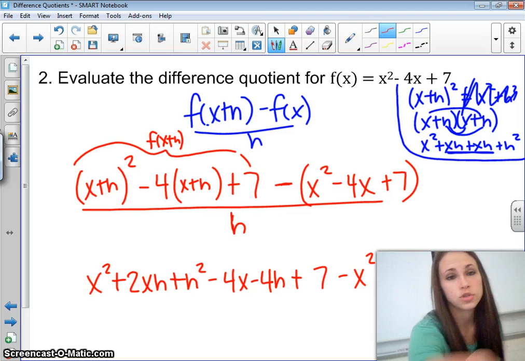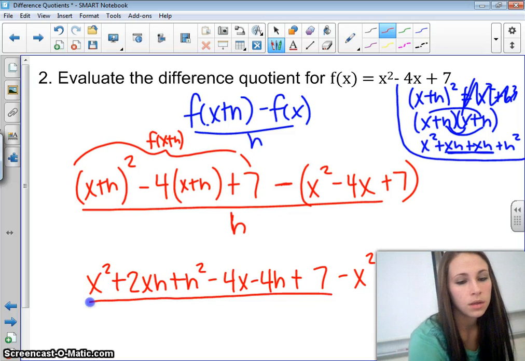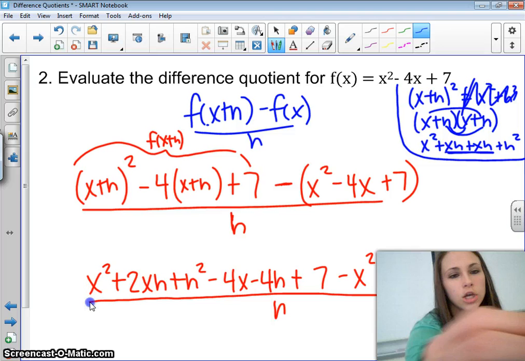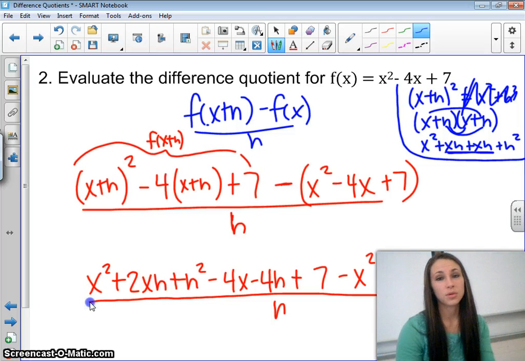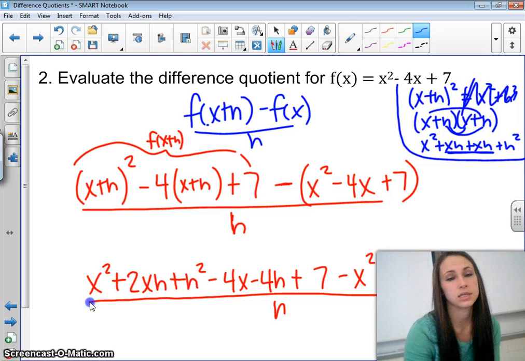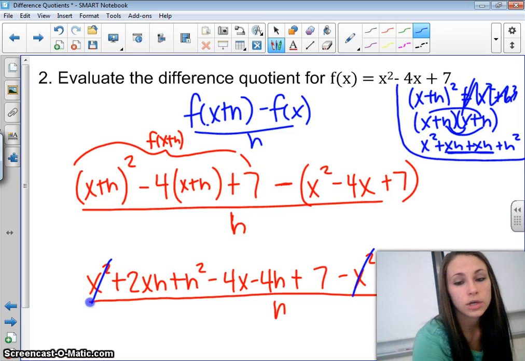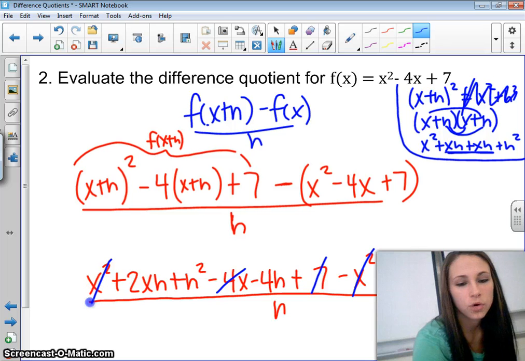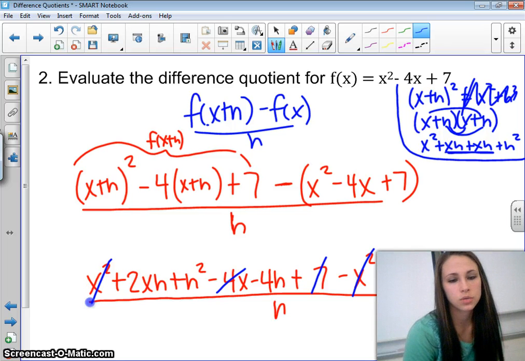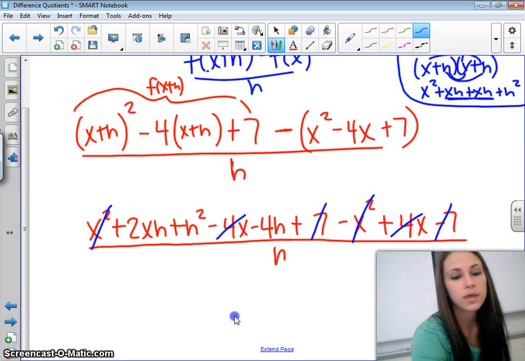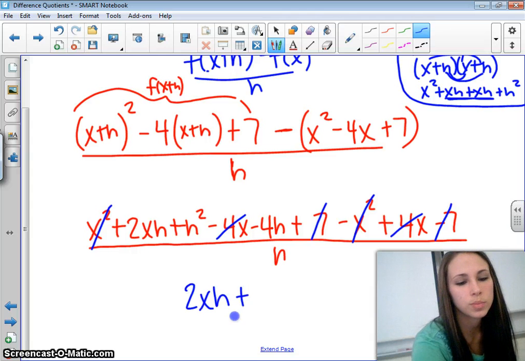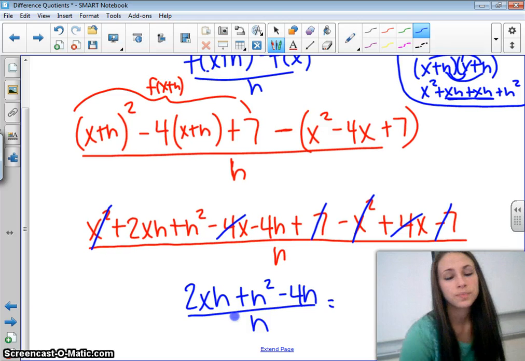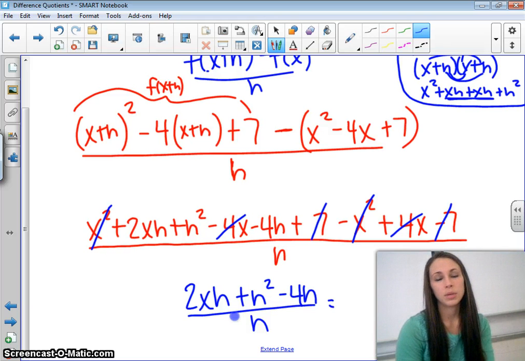Alright, so now that I've distributed everything in the top, this is all over h, and I can go ahead and combine like terms in the top. And remember, this is where you should have a lot of things to cancel. So my x squareds are going to cancel, my 7s are going to cancel, my 4x is going to cancel, and that's it. Okay, so everything that I'm left with is 2xh plus h squared minus 4h, all over h.